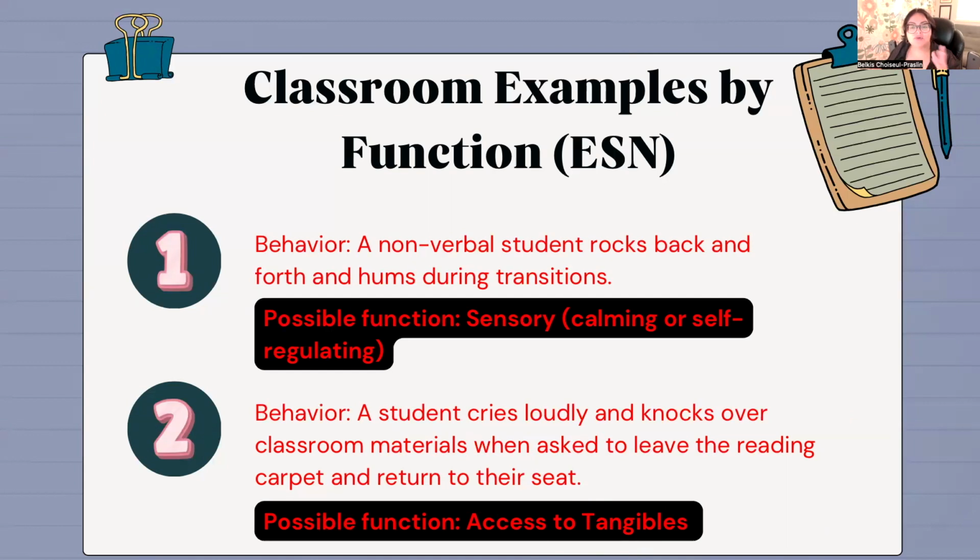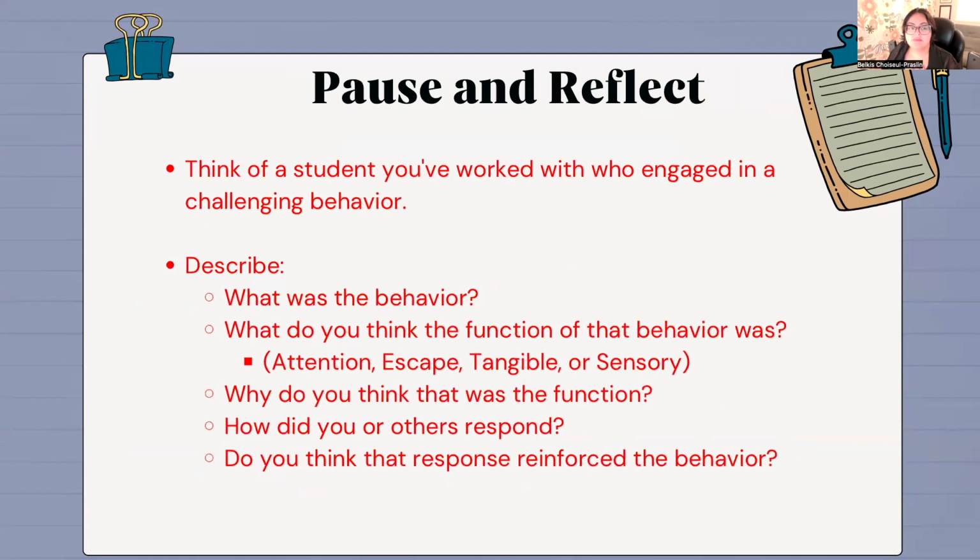We see this with students who have limited communication skills and who are at the very same time trying to communicate something with you. It's really hard to figure out, and it's frustrating for both parties. Eventually, we become very good at it, though. Take a moment to pause and reflect.